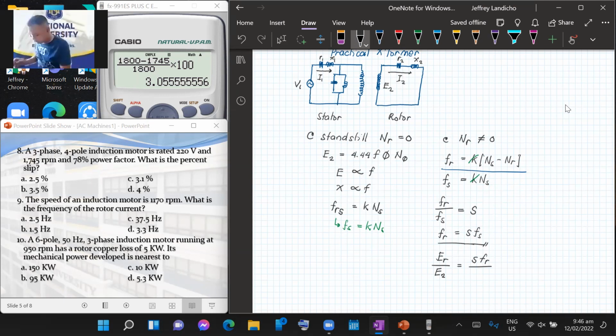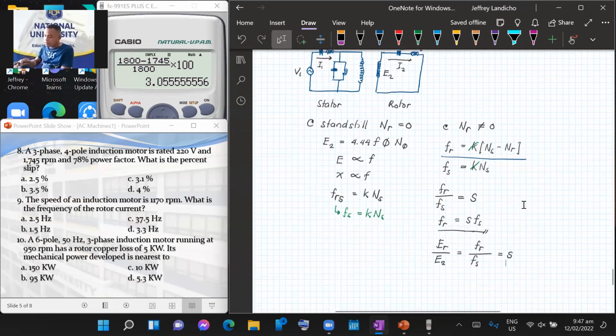Ito lang ito. That is F sub R over F sub S. Tama ba? So therefore, F sub R in terms of F sub S, ano na lang matitira? So you have only S, kasi F sub R is S times F sub S. Rotor voltage during normal condition, the frequency is rotor frequency. The rotor voltage during standstill, its frequency is F sub S.